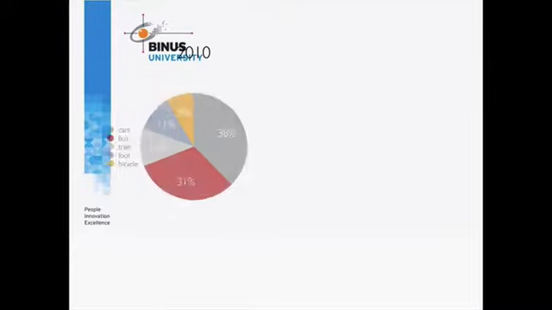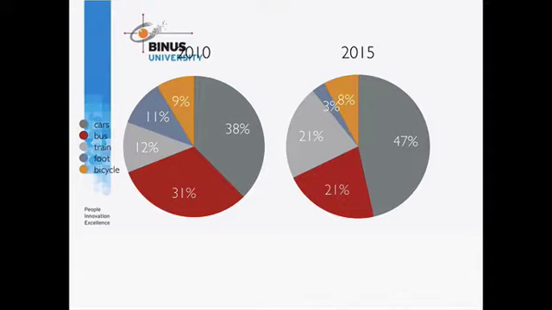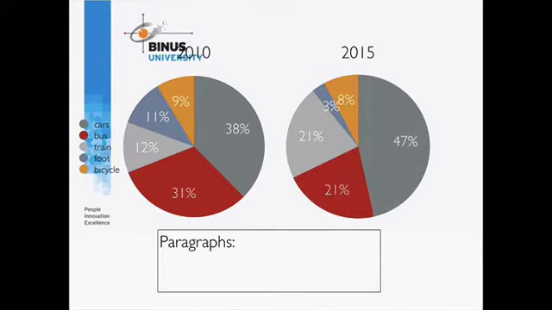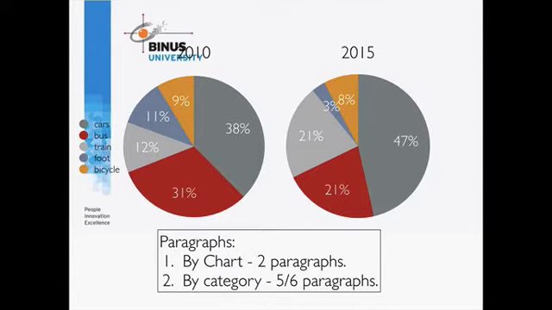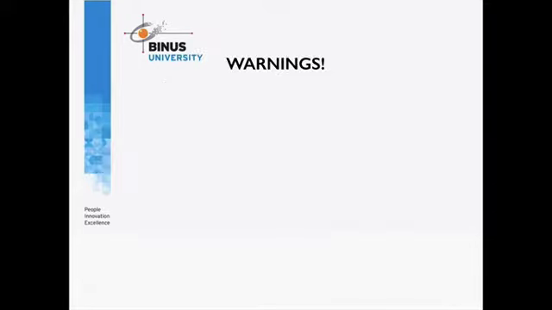Let's look at the pie charts. So once again, with pie charts, you could organize the paragraphs in terms of by chart. So you could describe the situation in 2010, then make a new paragraph and describe the situation in 2015. Or you could do it by category. So you have cars, bus, train, foot, and bicycle. So that would be 5 separate paragraphs. You might add an additional paragraph if you're comparing them, but it depends there.